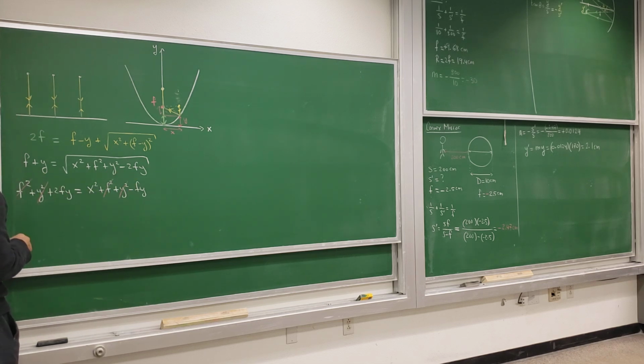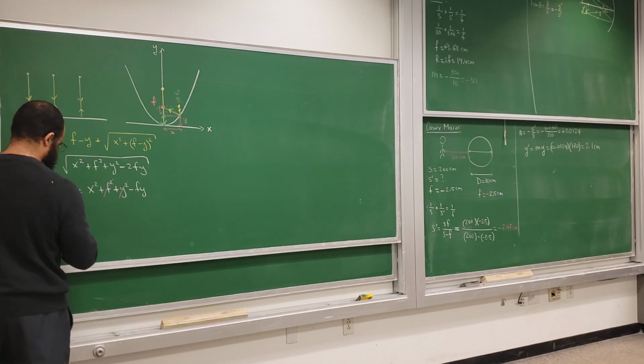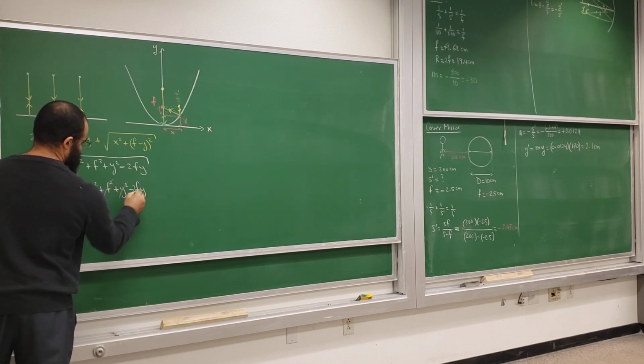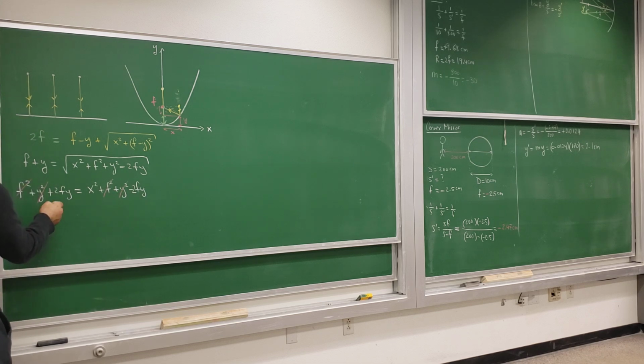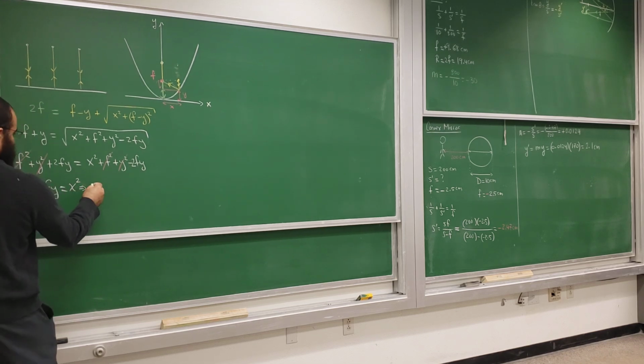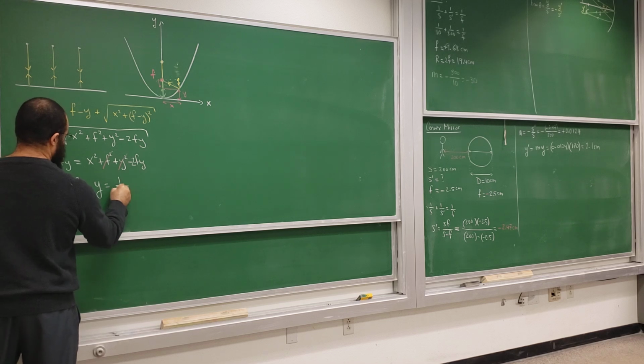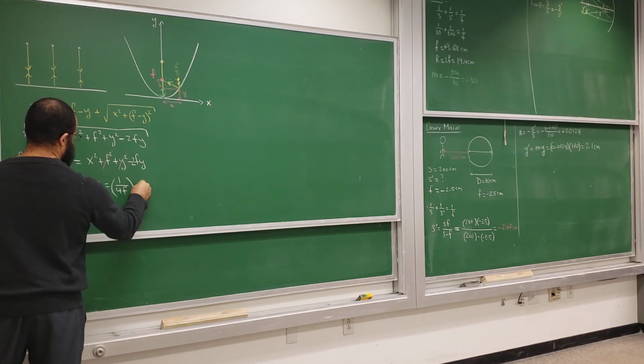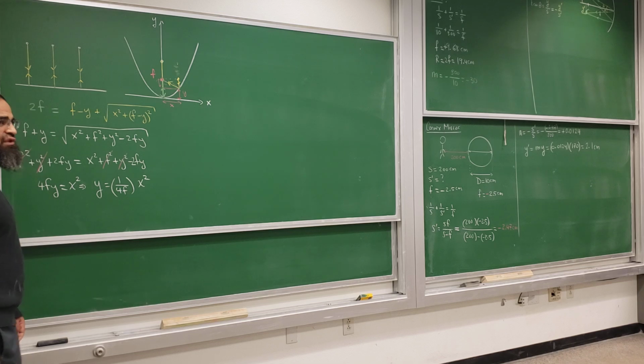Get rid of all that. I forgot a 2 here, right? Should say 2. Move that 2 here, so you get 4FY is equal to X squared. That means Y equals 1 over 4F times X squared. What kind of shape is that? Parabola. Yeah. So a parabolic mirror will always focus parallel rays at the focal point. Okay? And it's exact, not approximation.